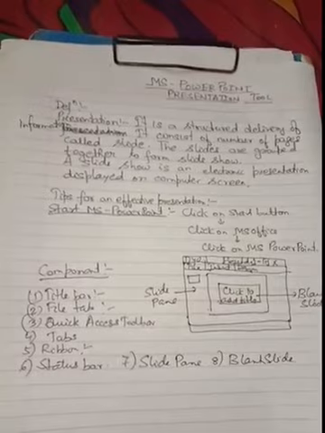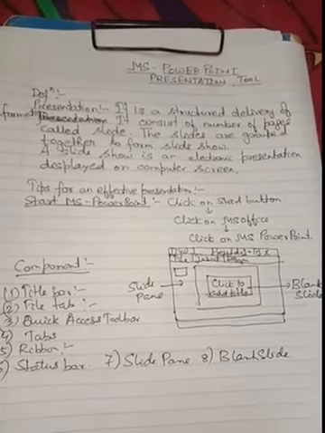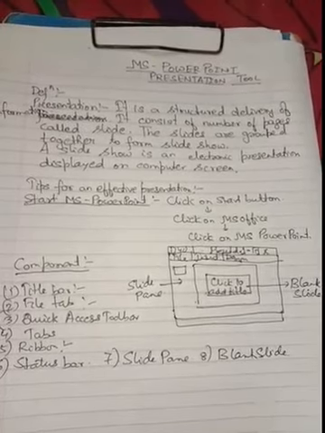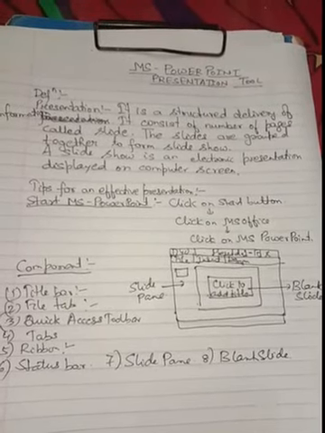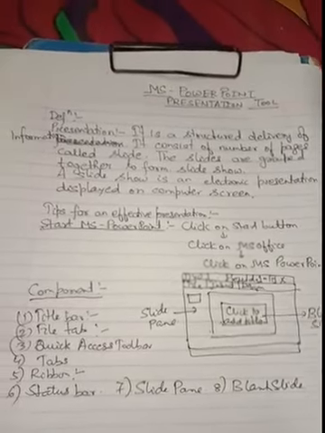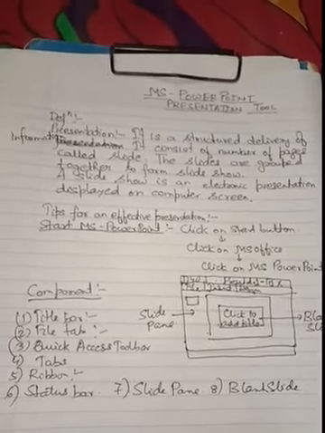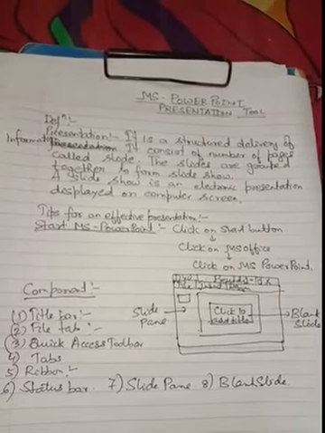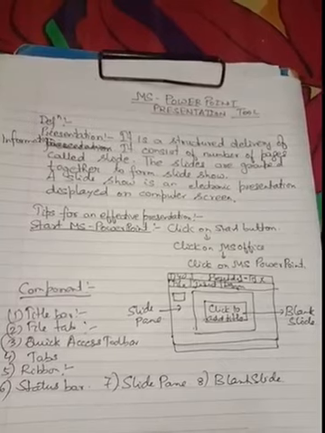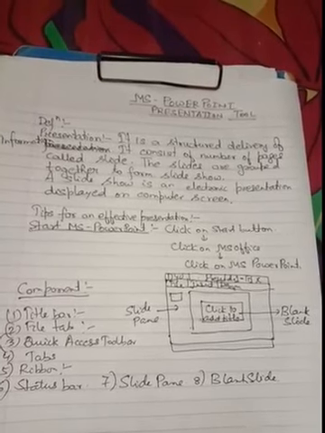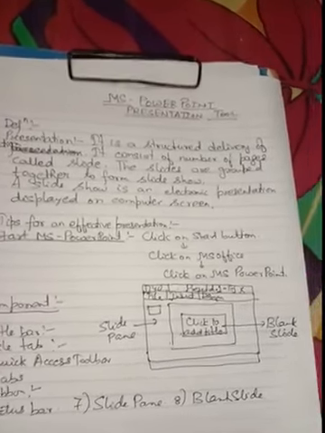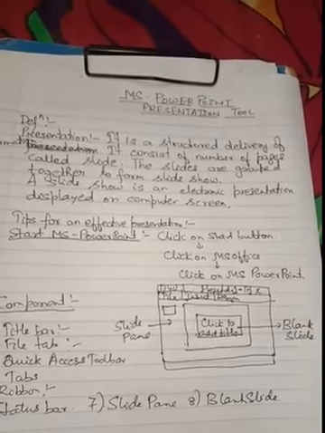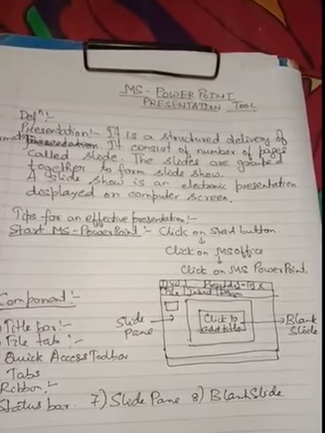So till now in this video, we have discussed the definition of MS PowerPoint. PowerPoint is an application software which is mostly used for making presentations. What is a presentation? It is the structured delivery of information. It consists of several slides. The slides are grouped together to form the slideshow. What is a slideshow? It is an electronic presentation which is displayed on the computer screen.